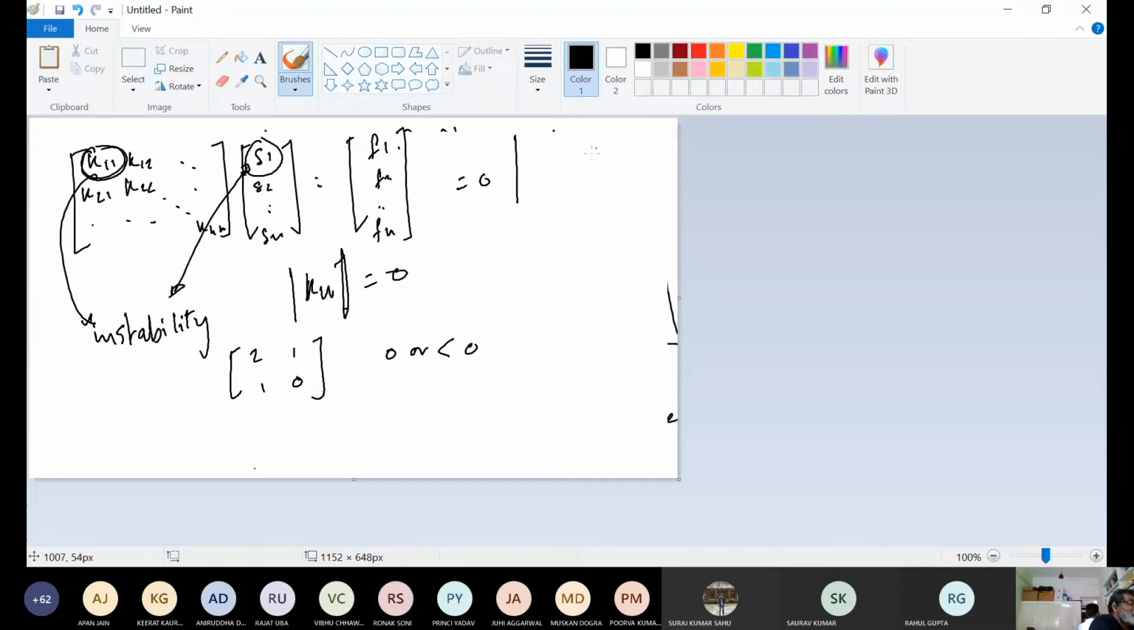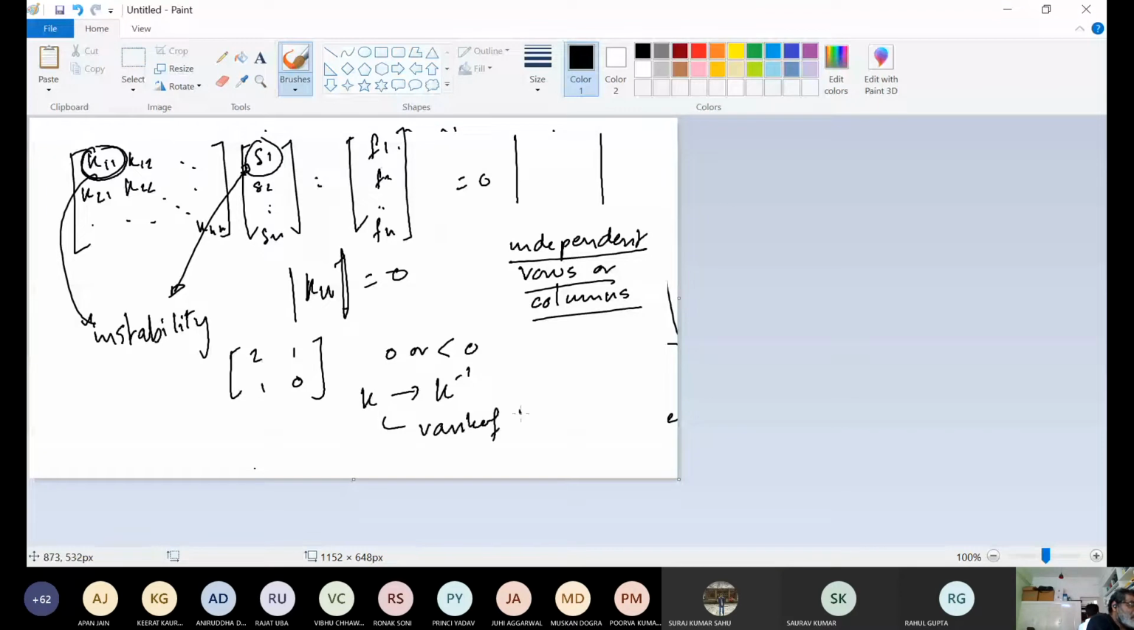What is the rank of that matrix, man? So when you put up a matrix, what is the rank of the matrix? The rank of the matrix is the number of independent rows or columns. Is this cool? So if you have a matrix K, K is invertible only when the rank of K is equal to N. Is this also cool?